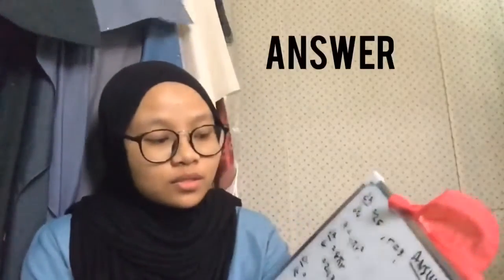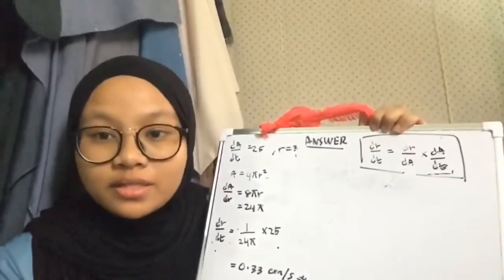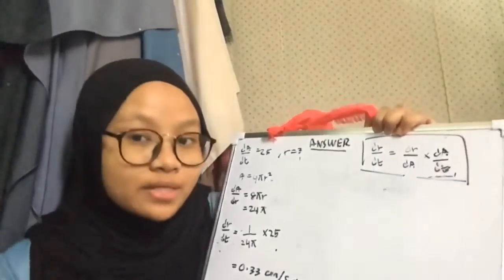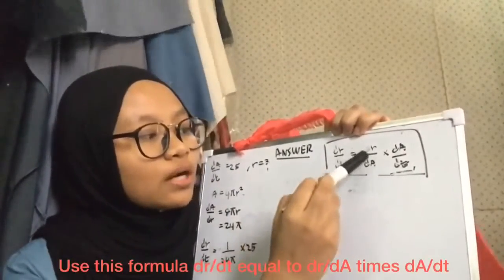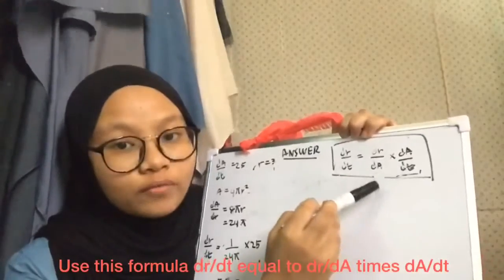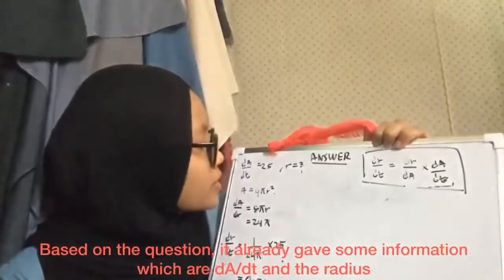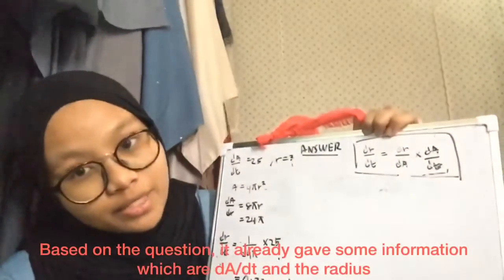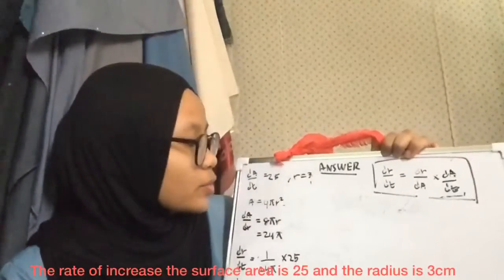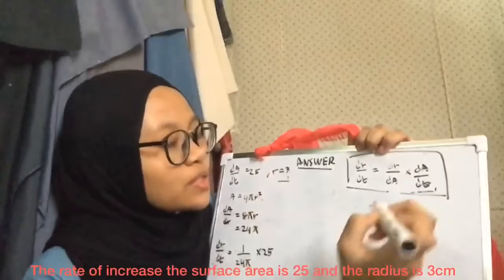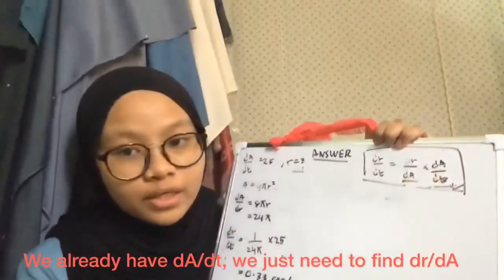Assalamualaikum. So this is the answer for the question given. The question asks what is the rate of increase in radius, so the question wants dr over dt. You can use this formula: dr/dt equals dr/dA times dA/dt. Based on the question, it already gives some information, which is dA/dt and the radius. It gives the rate of increase of the surface area as 25 and the radius as 3. So we already have dA/dt. You just need to find dr/dA.